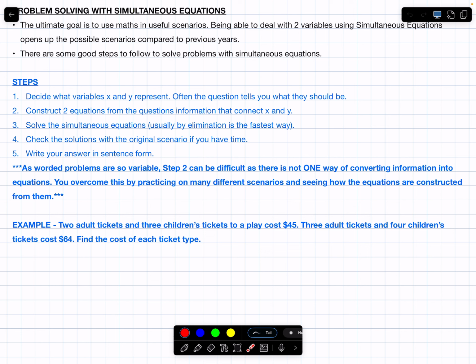So every year, people ask, why can't I have a set of steps for every kind of worded problem? Worded problems are really variable. So step 2 can be difficult as there's not one way of converting info into equations. So how do you overcome that? You overcome that by practicing different scenarios.